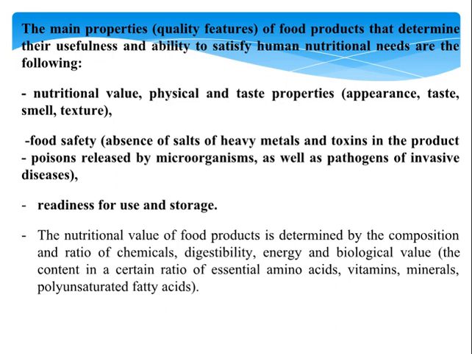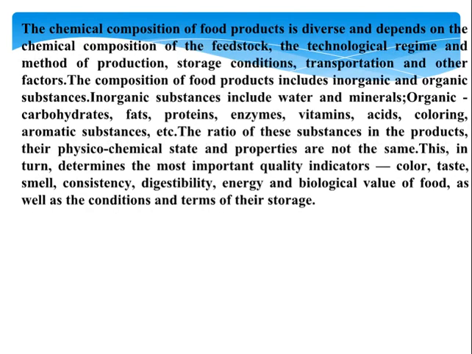for use and storage. The nutritional value of food products is determined by the composition and ratio of chemicals, digestibility, energy and biological value, the content in a certain ratio of essential amino acids, vitamins, minerals, polyunsaturated fatty acids. The chemical composition of food products is diverse and depends on the chemical composition of the feedstock, the technological regime and method of production, storage conditions, transportation, and other factors.